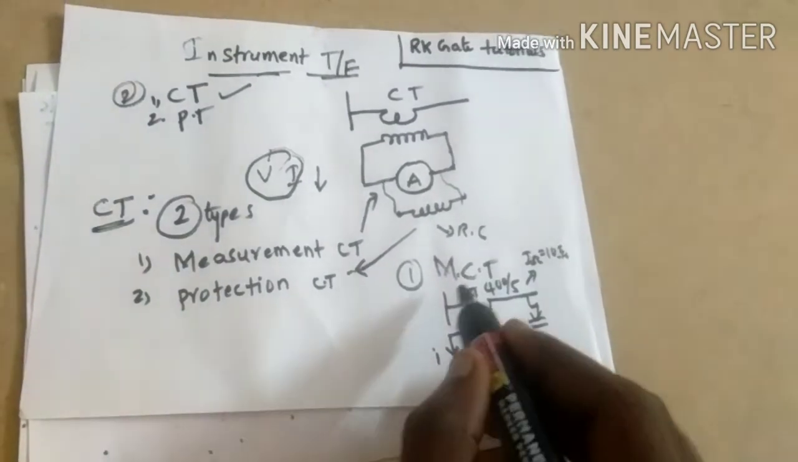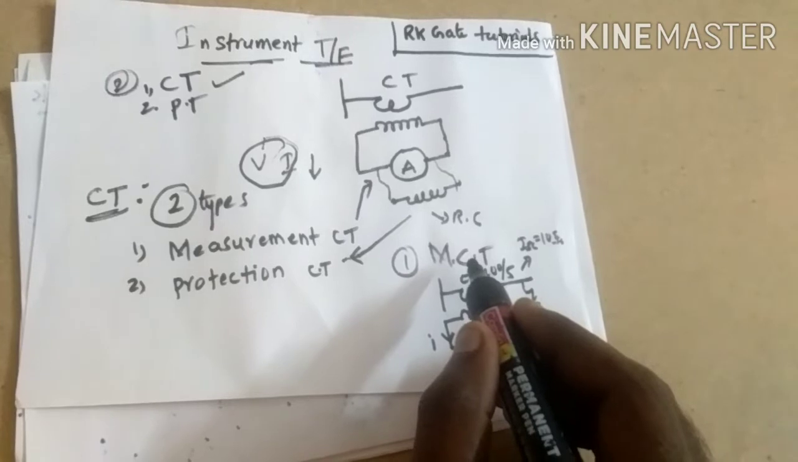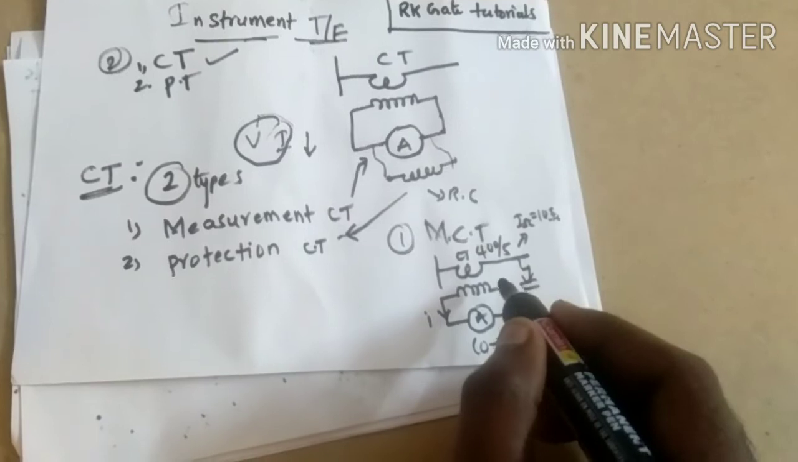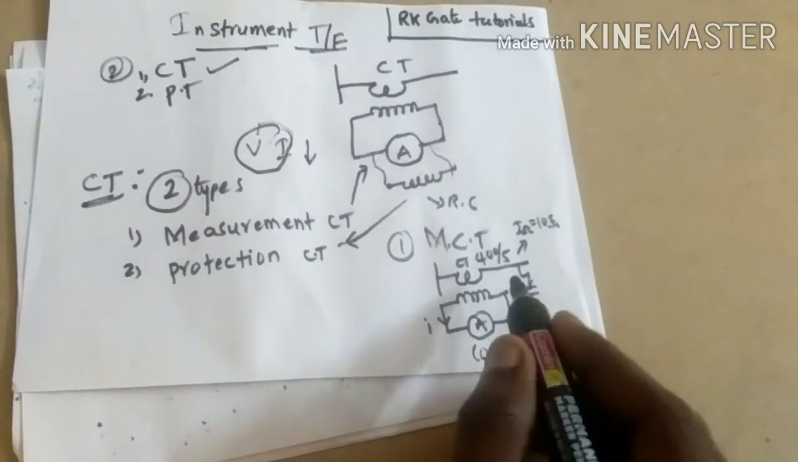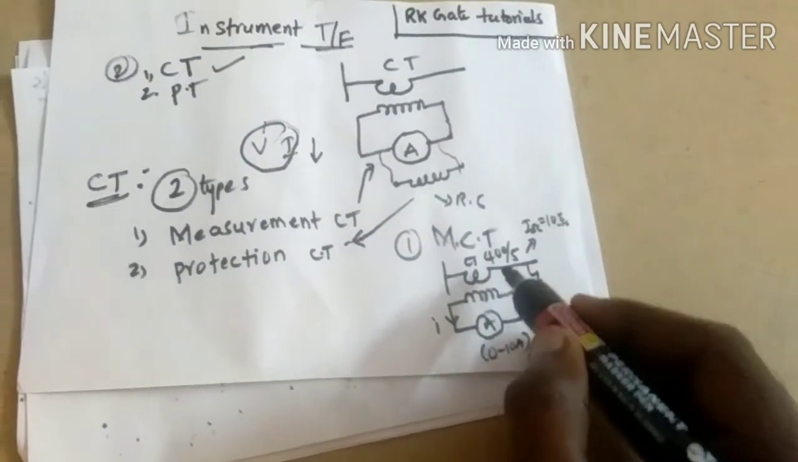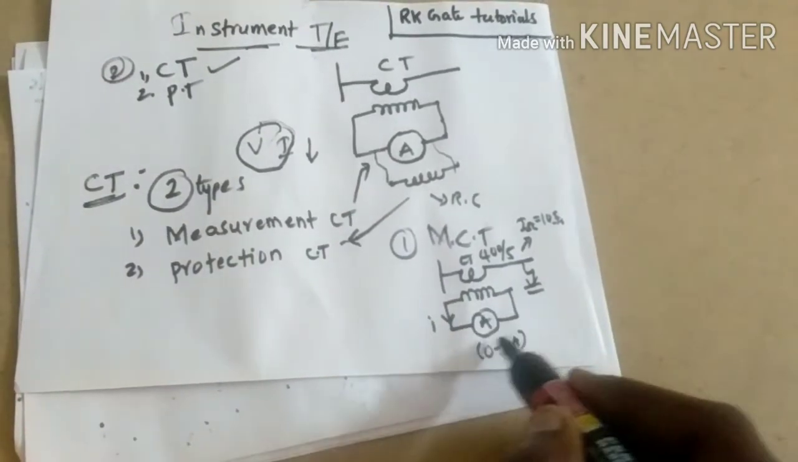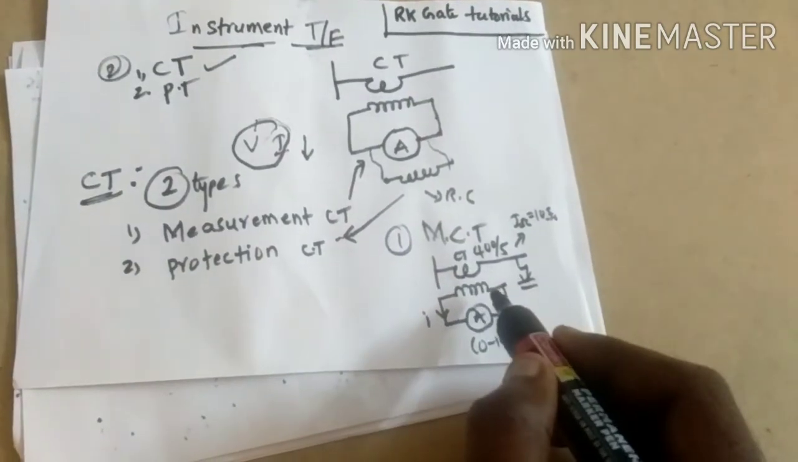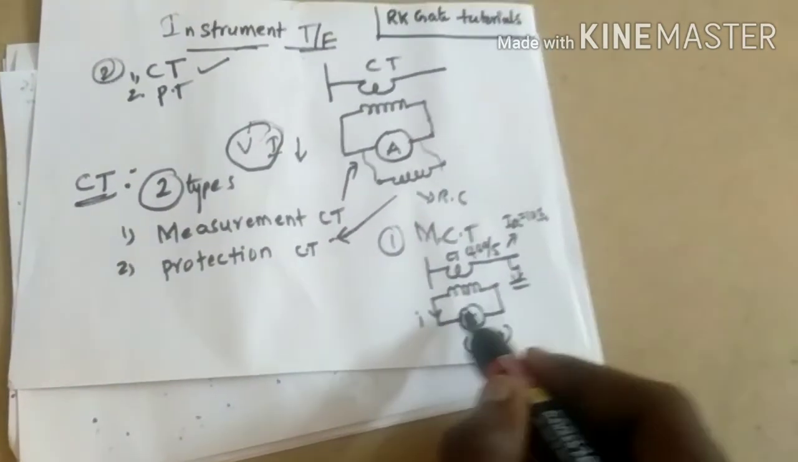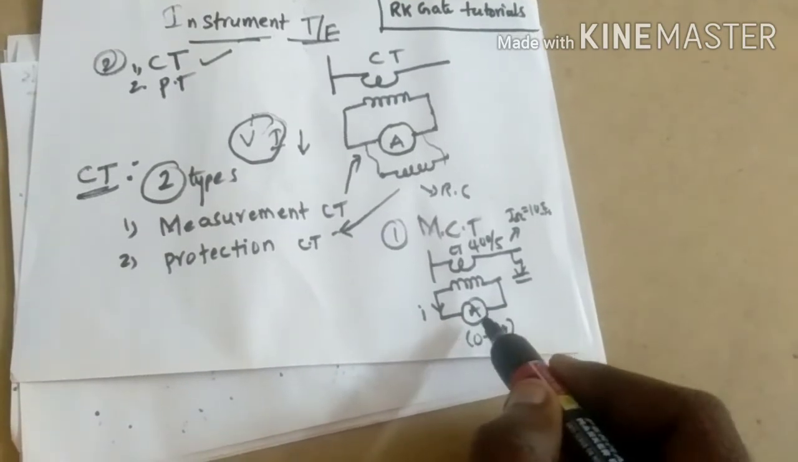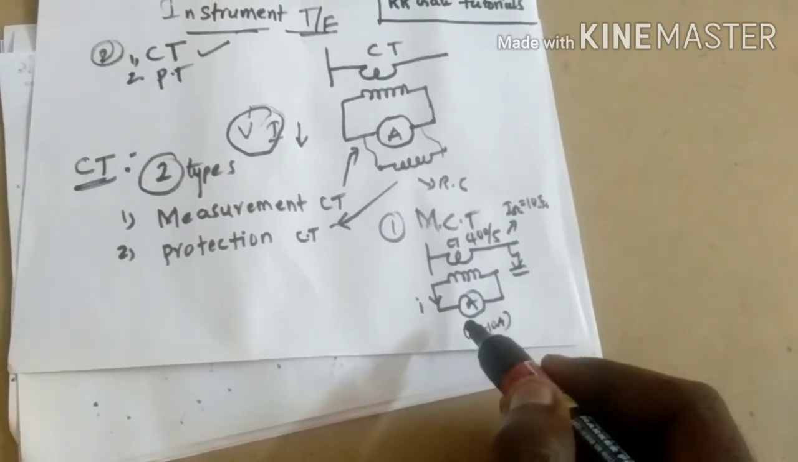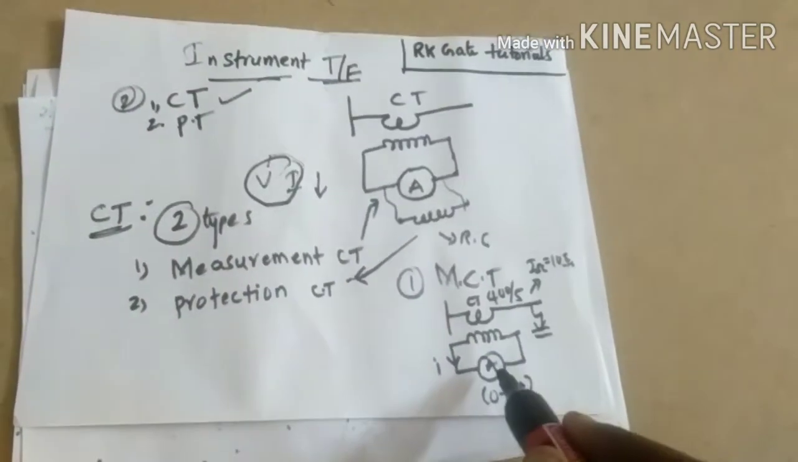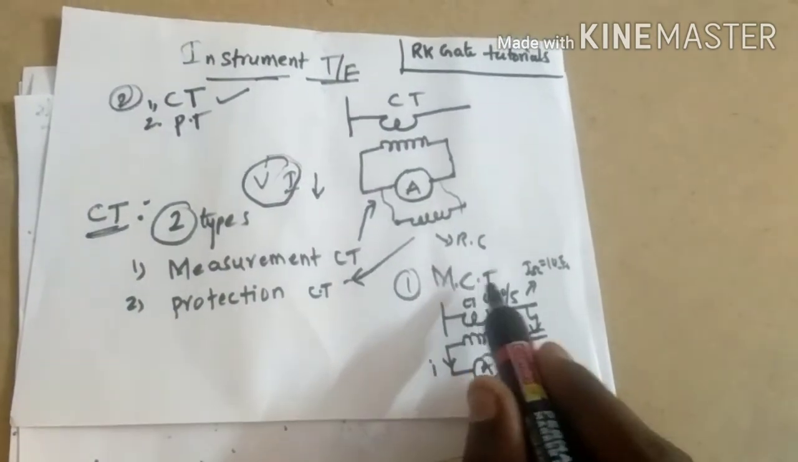So what would be the condition for the measuring current transformer? For its design, we should not reflect the fault current onto the secondary side, to protect the metering equipment from damage. If you allow that high-magnitude fault current to flow through the ammeter, the ammeter gets damaged. So the fault current should not be reflected onto the secondary of the CT. That is the design of the measuring current transformer.